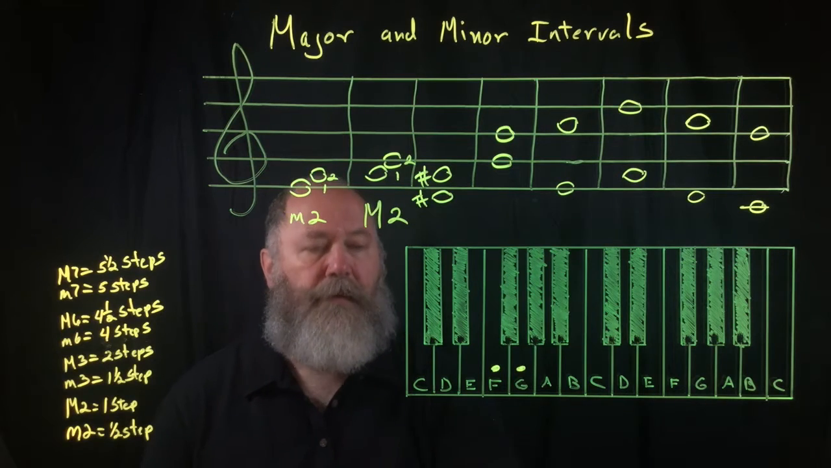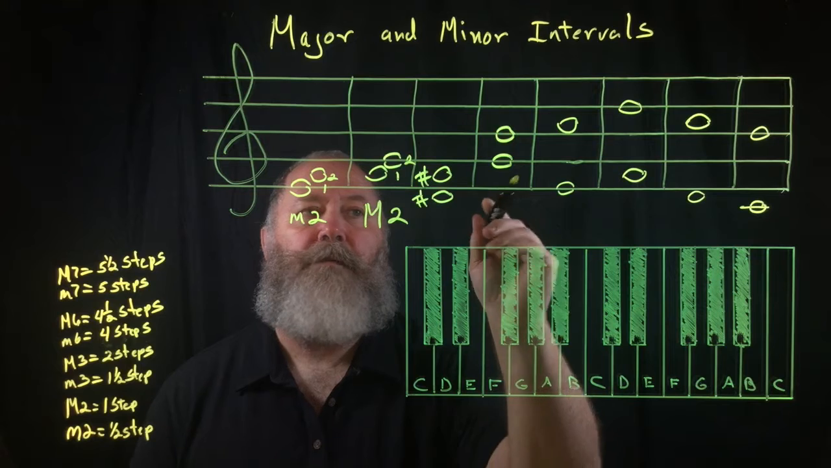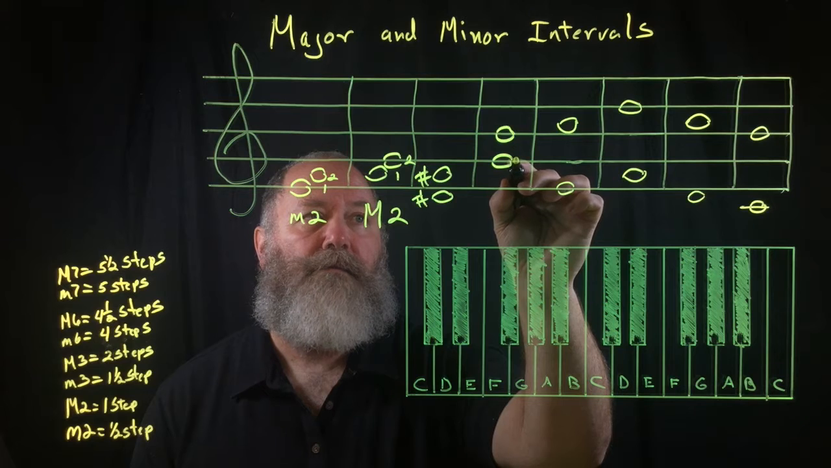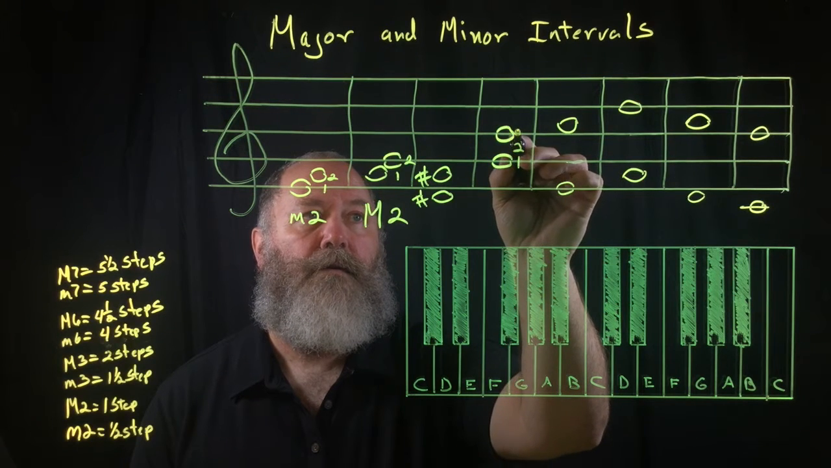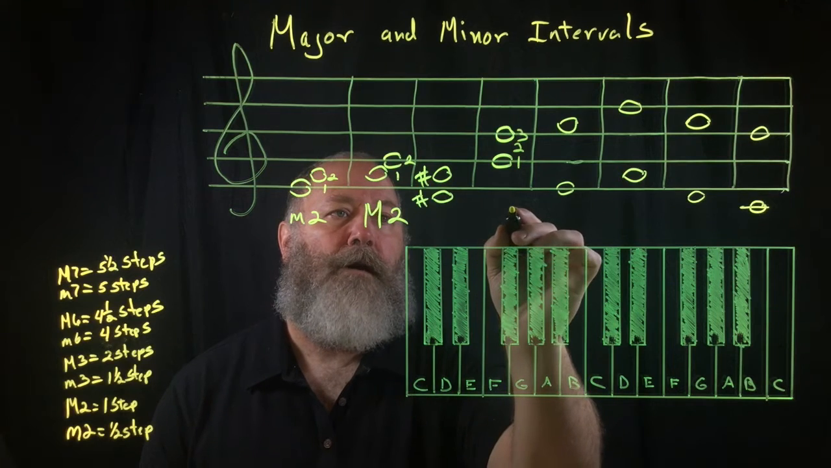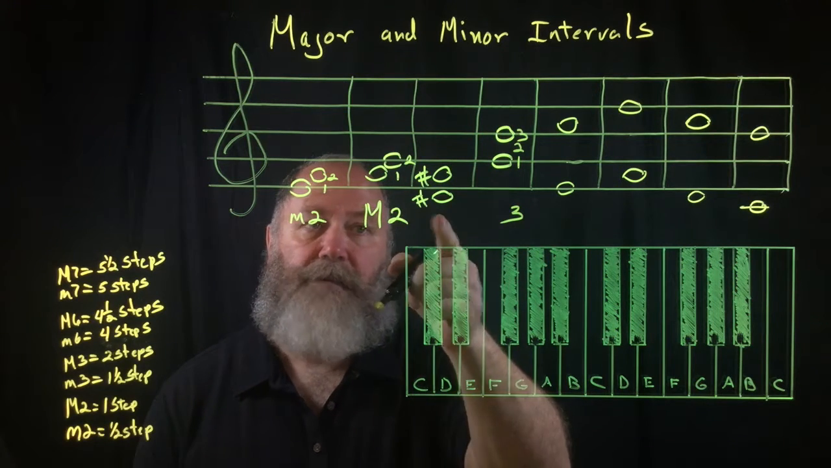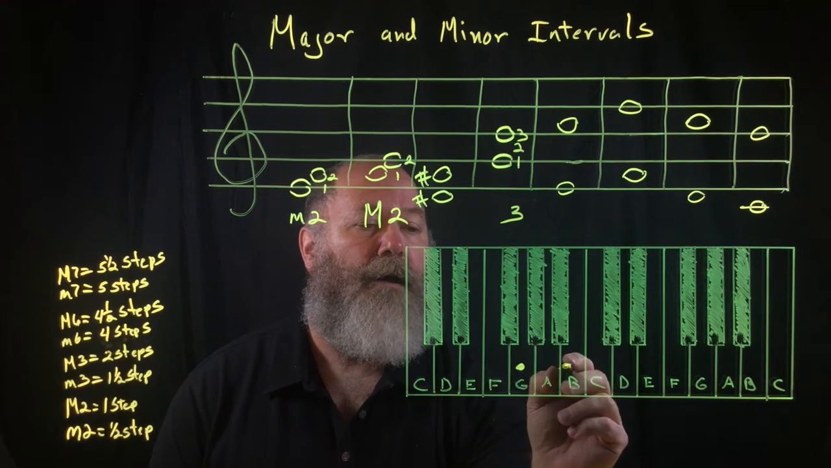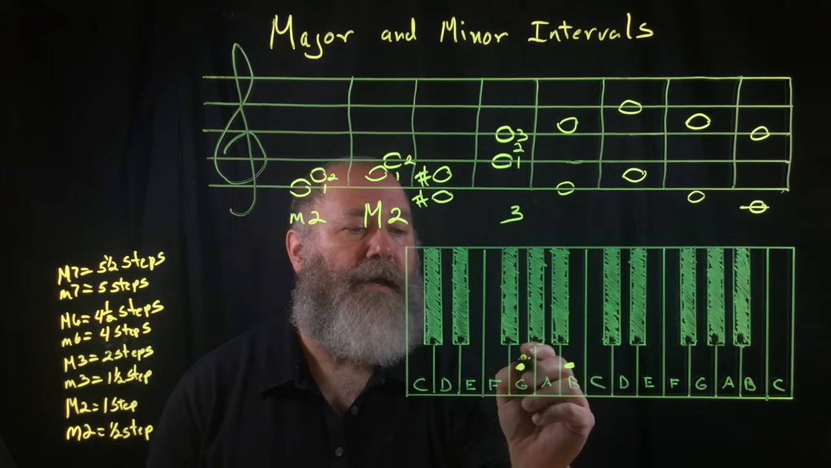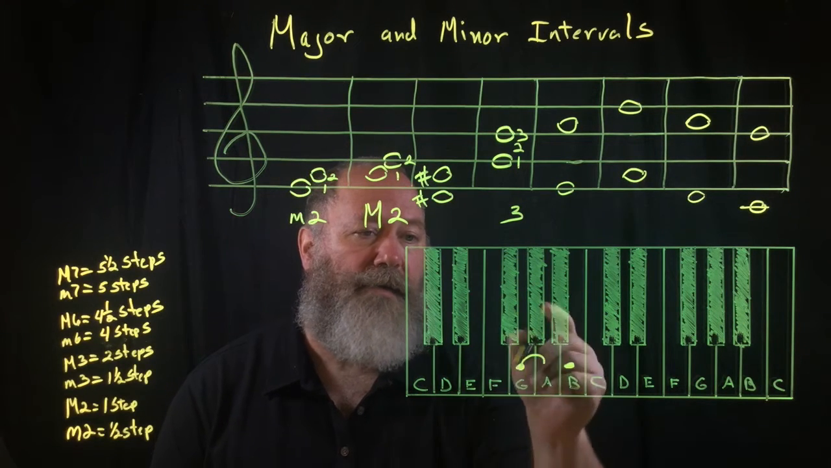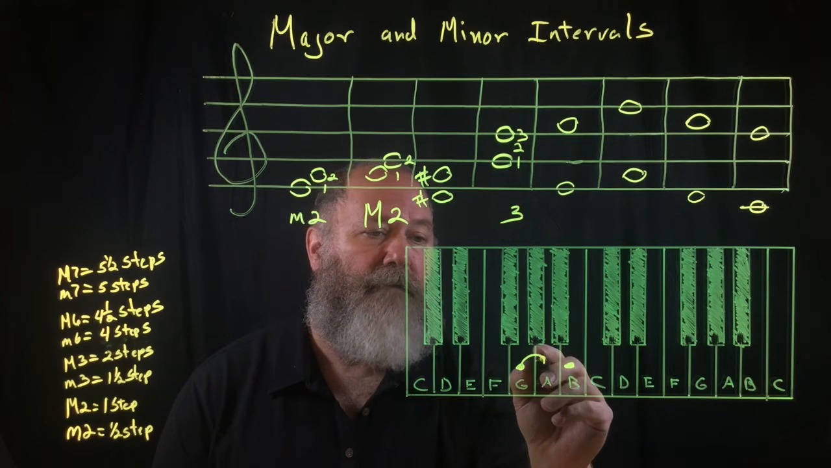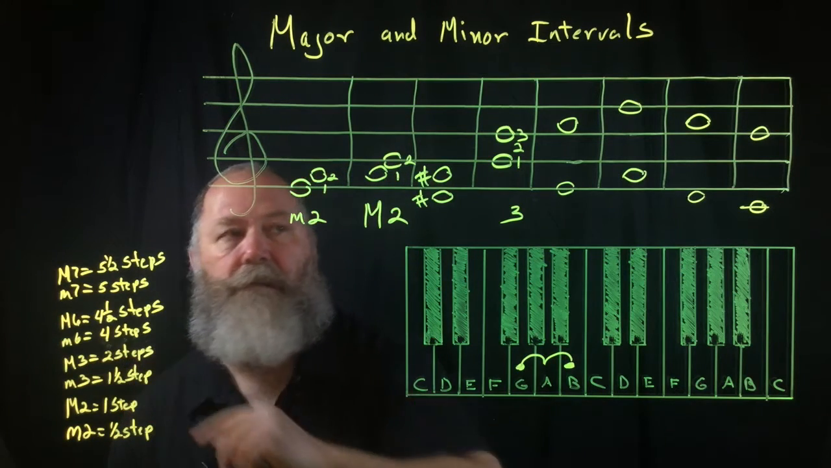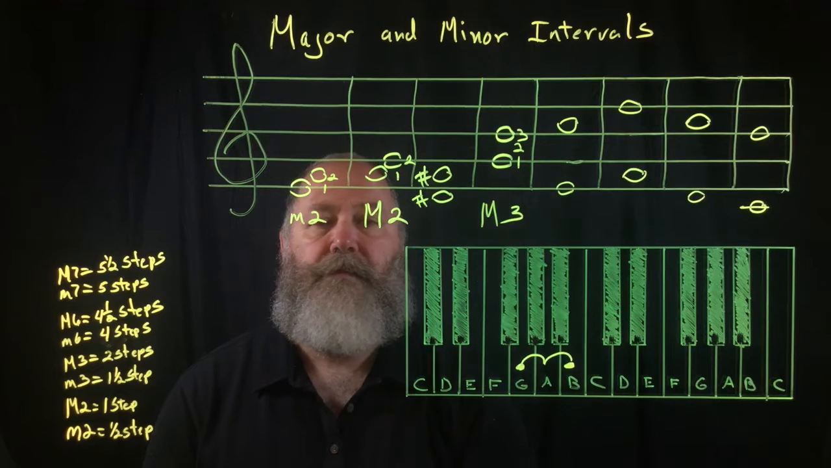Our next example, well, let me erase those dots. Our next example goes from a G to a B. If we count the lines and spaces, 1, 2, 3, we know it's a third. If I mark the keys down here, G and B, we can see that from G to A is 1 whole step because we're skipping that key. From A to B is a second whole step because we're skipping that key. So 2 whole steps makes it a major third, so capital M3.